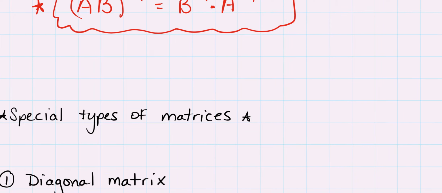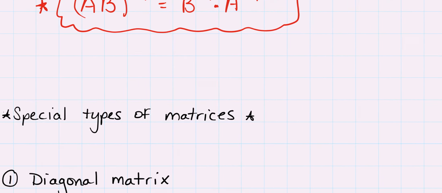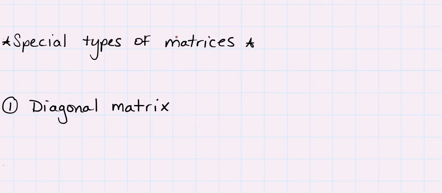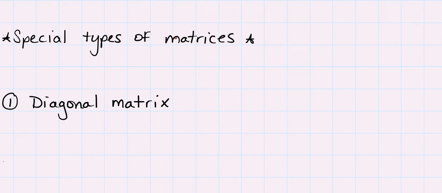The last thing in this section, I know this has been a long section, the last thing I want to talk about is some special types of matrices. You're going to see these a lot in this class. So the first type is a diagonal matrix. Now this is going to be a square matrix.